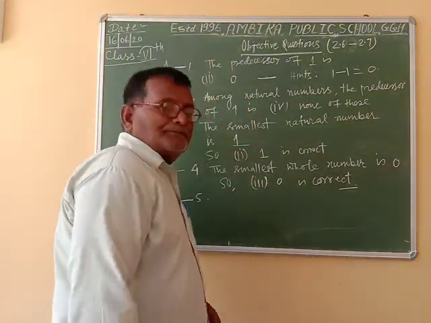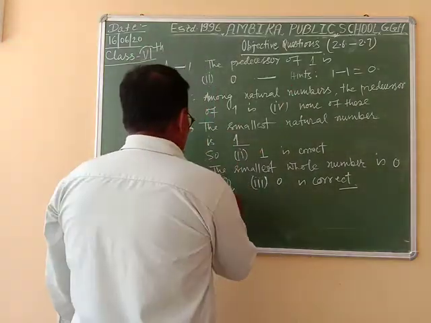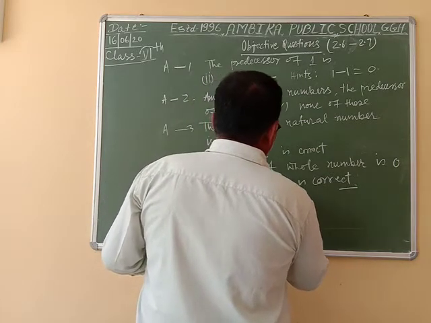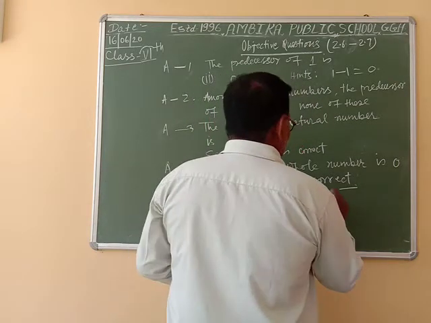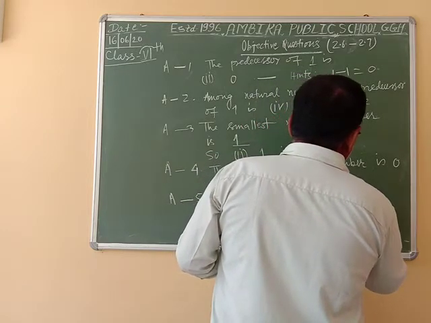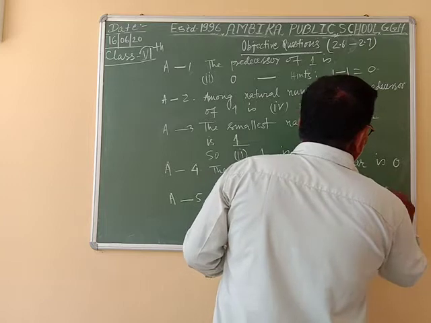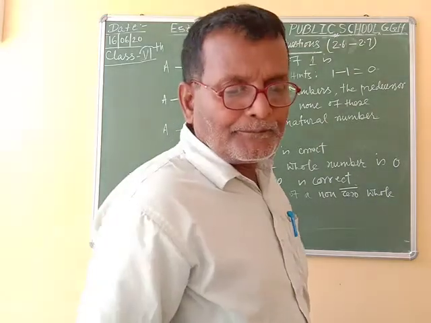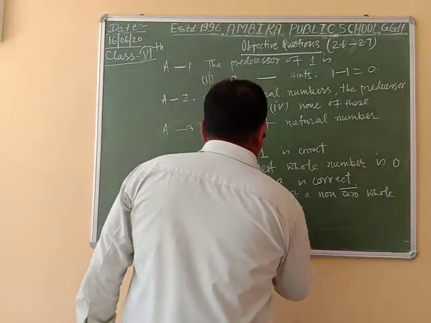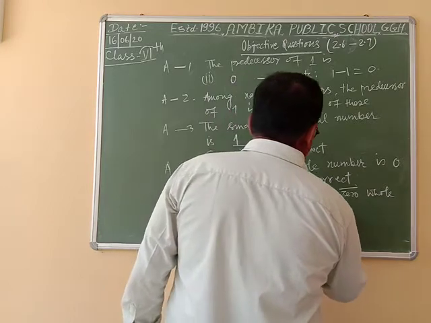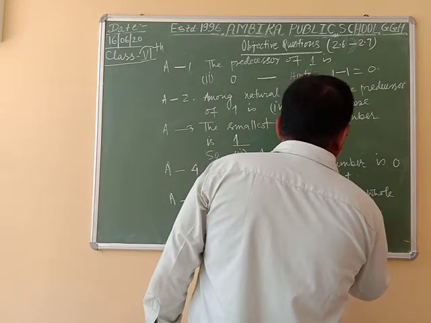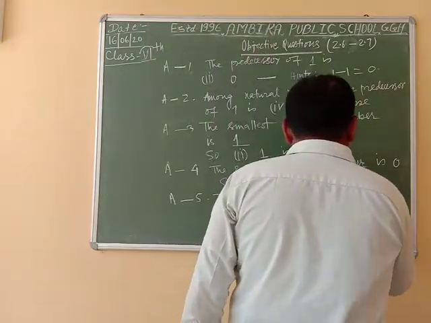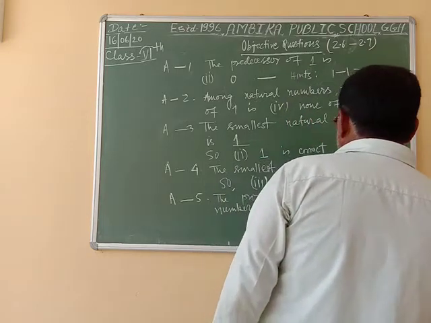We take an example. The product of a non-zero whole number and its successor is.